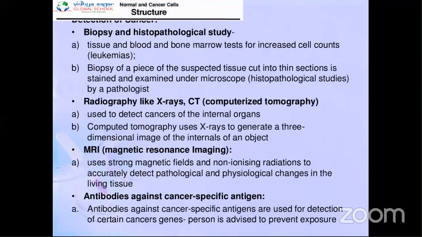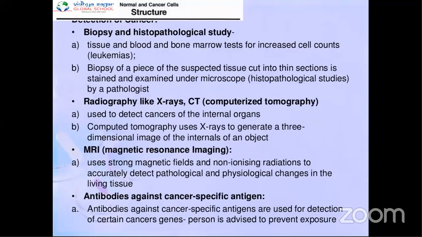So detection: how to detect cancer. The first method is biopsy and histopathological study. Tissue, blood, and bone marrow tests are for the initial stage of cancer. We can do tissue, blood, and bone marrow tests for increased cell count in the case of leukemia, blood cancer. In a biopsy, they cut a piece of suspected tissue, stain it, and examine it under the microscope, which is done in the laboratory.